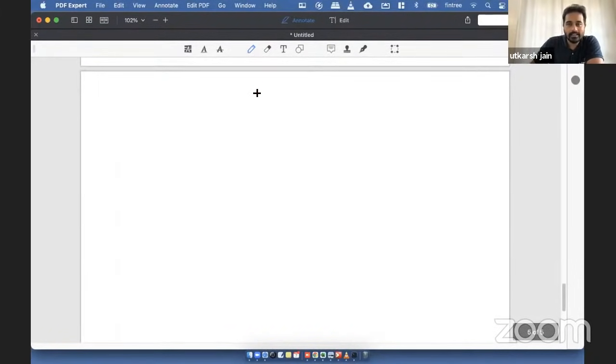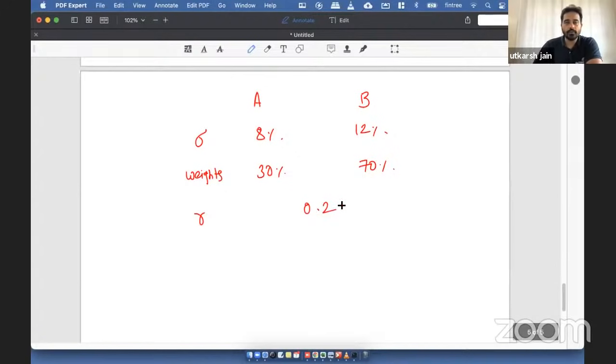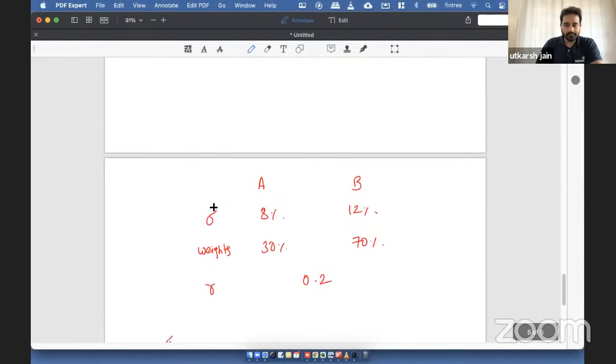Okay, so let's have A and B. Let's keep sigmas of 8 and 12. Let's keep weights of 30% and 70%. And let's keep a correlation of a very low value of 0.2. Okay, I want you to make an attempt. Use the same formula, see if you can handle the calculations.